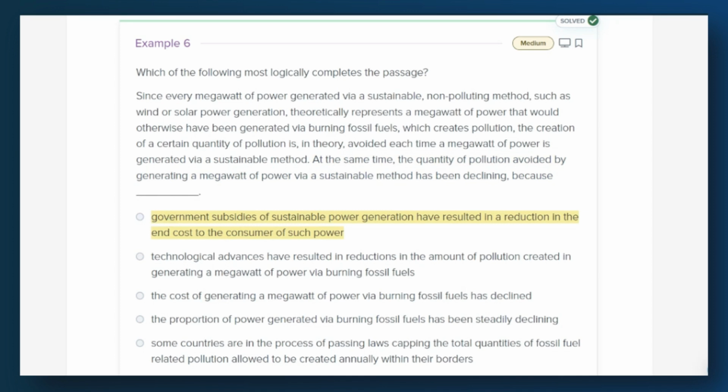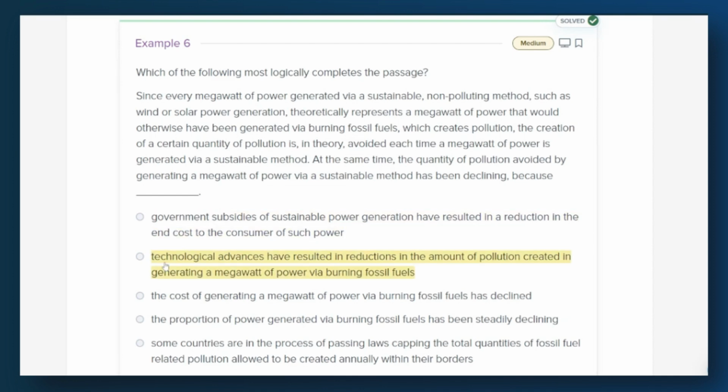A. The quantity of pollution avoided by generating a megawatt of power via a sustainable method has been declining because government subsidies of sustainable power generation have resulted in a reduction in the end cost to the consumer of such power. This question isn't about cost, it's a megawatt to megawatt comparison on pollution levels, so this isn't the answer for us.